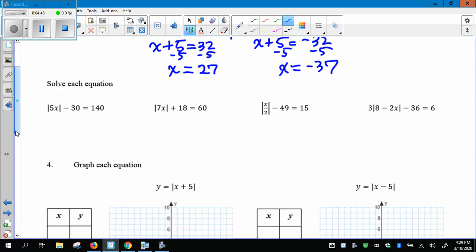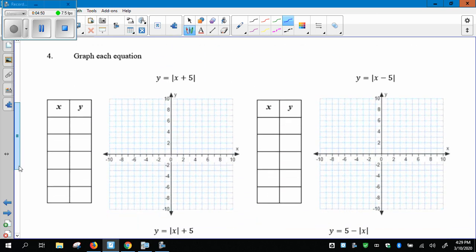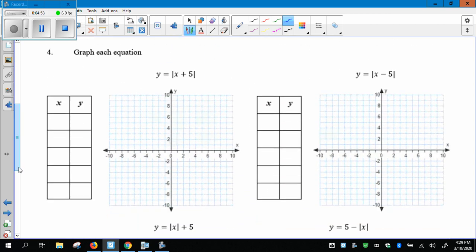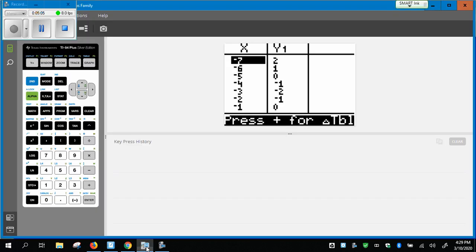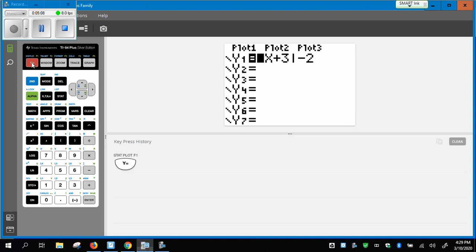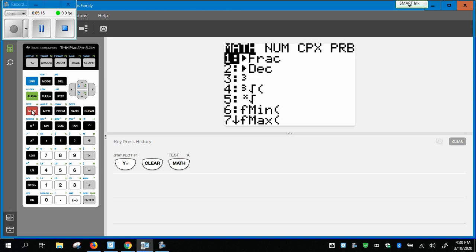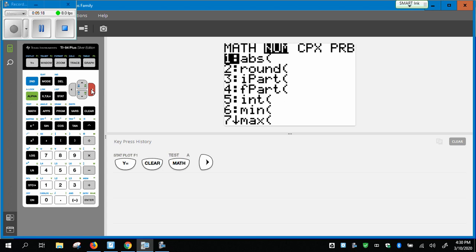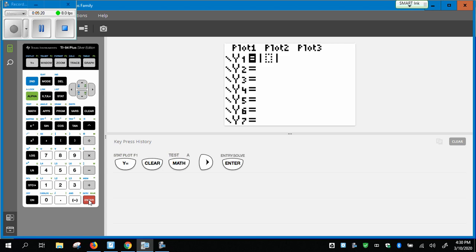All right, and one more problem here. How do you graph these equations? Well, to graph an equation, you kind of need to know some points that will make it true. And just to give you a general idea of what these equations look like, we're going to make a graph of it on our calculator. To get the absolute value on the calculator, you're going to press Math, arrow over to Number, and then choose number 1. And then I'm going to put x plus 5 in there.